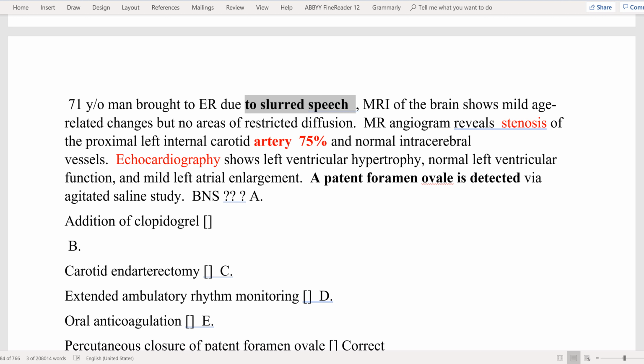But the confusion was with the closure of the patent foramen ovale, which you said we don't need to do, just ignore it. That's what I think. Yeah, exactly. The clopidogrel is used with aspirin after we do the endarterectomy. Clopidogrel is important for stroke, especially if he was already taking aspirin, then we add that. But if he's not taking aspirin, then we just give him aspirin.